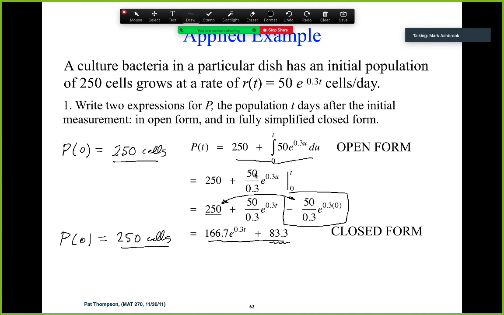So you have to hold on to your constant, evaluate your integral with final minus initial, and then if that initial is non-zero, you can combine it with this to simplify and get a different constant in the closed form, but it's not the starting value. The starting value is still 250.